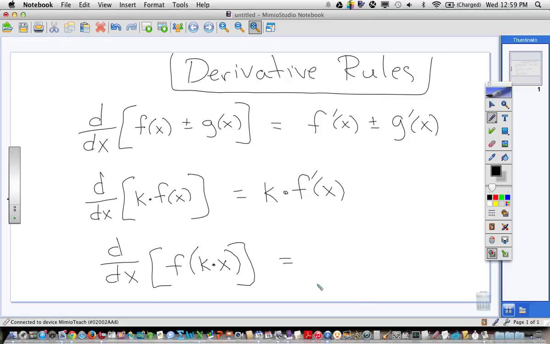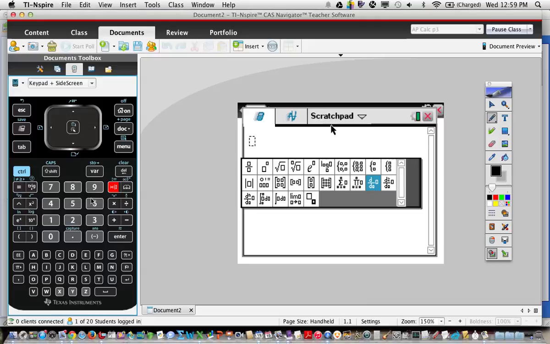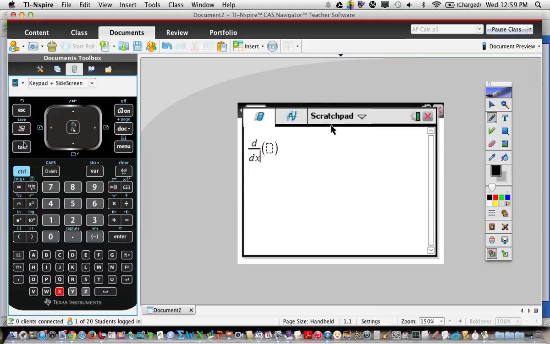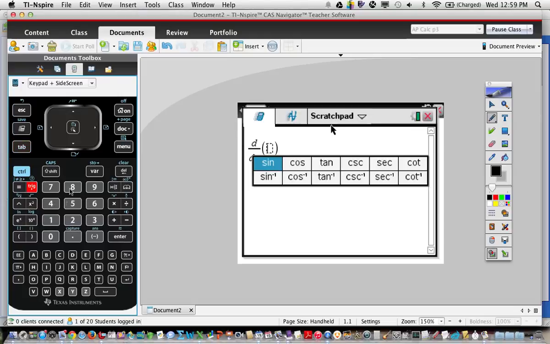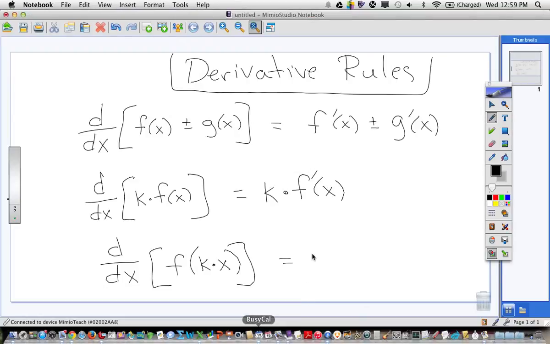So if you had sine 2x, well, we can try it on the calculator real quick. If I come on here and go under the template bar and grab derivative and put an x, I thought I showed you this. It's been a while ago, though. And I do sine 2x, and I tell it to do the derivative. There's a 2 on the inside, and it kicks out a 2. So the rule is that we'll kick out the constant, and we'll do the derivative, and we'll leave the constant on the inside, too.